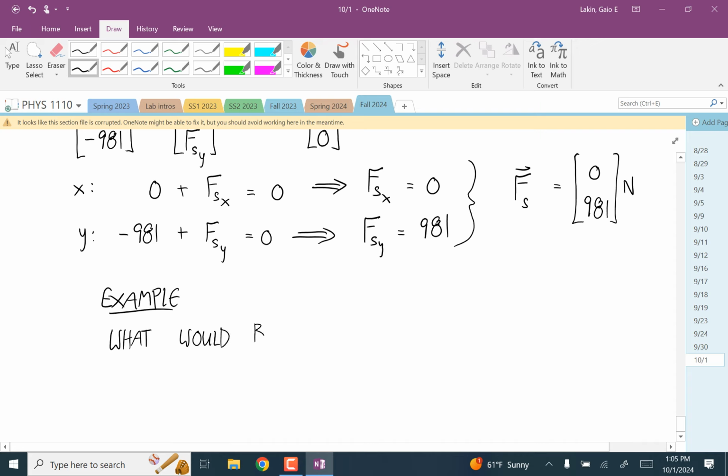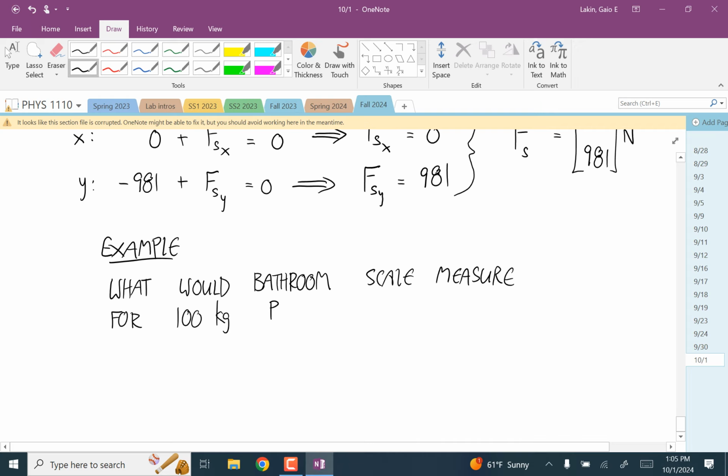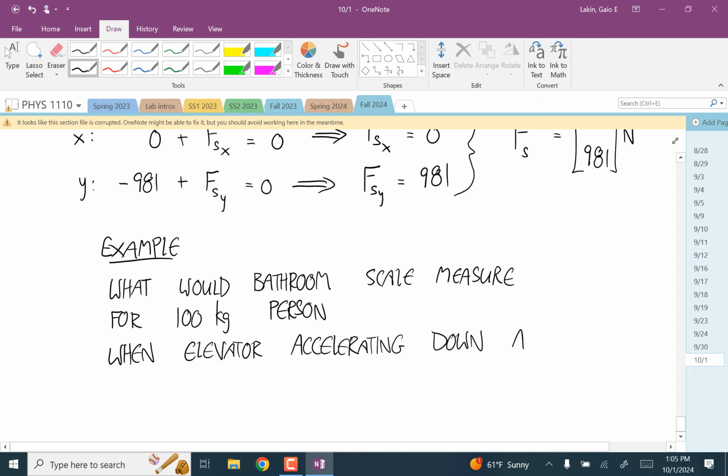So what would a bathroom scale measure for a 100 kilogram person when the elevator is accelerating down at 2 meters per second squared? Okay, does anyone have a guess?